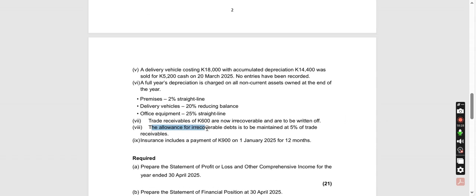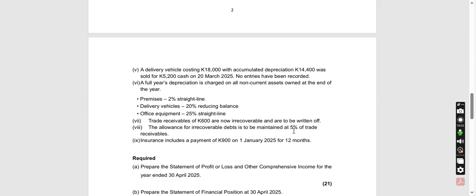The allowance for irrecoverable debts is to be maintained at 5% of trade receivables. So the allowance for irrecoverable debts is an estimation of the money we might not get from the people who are owing us. Okay, as a business, if you do credit transactions, credit sales, sometimes you might not get your money back, so you have to just make an estimation.